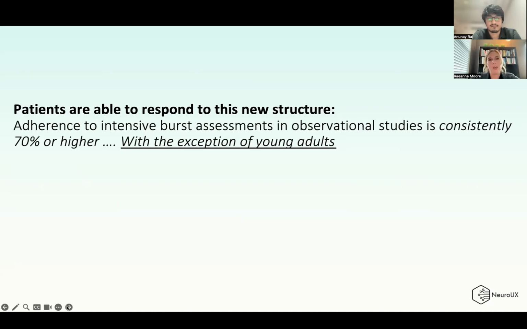So we think that probably this particular age group is just really busy, right? They're working, they're in school, they're partying, they're hanging out with their friends. They're just not as incentivized and don't have as much motivation to want to complete these mobile cognitive testing protocols in their daily life.